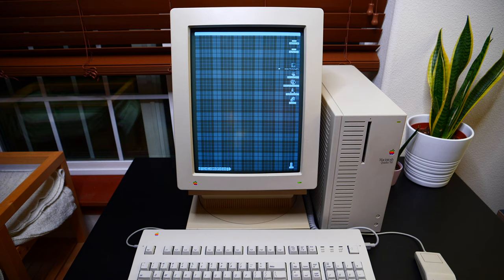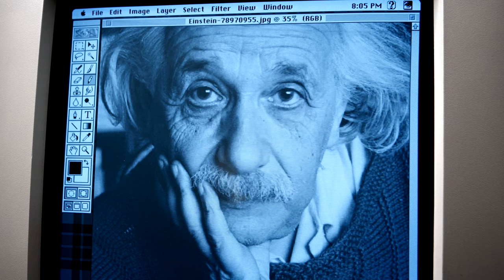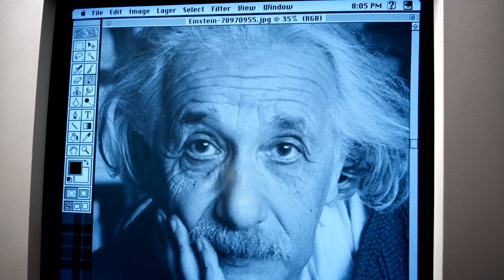But text isn't the only thing that this display excels at. Photos look especially good in rich grayscale. I'm very impressed at how much contrast the CRT still has given its age.